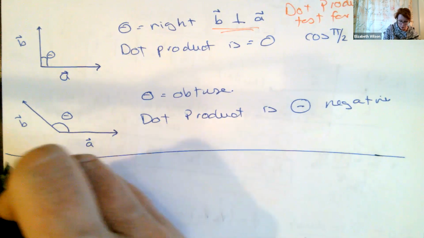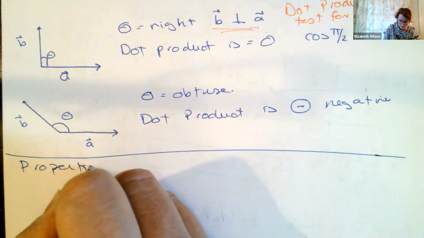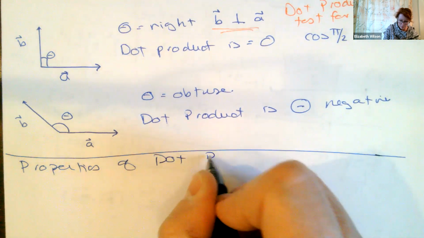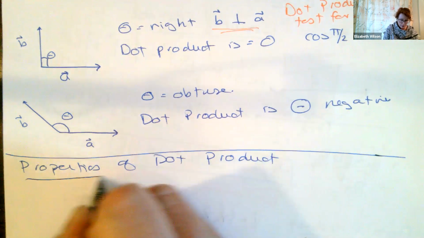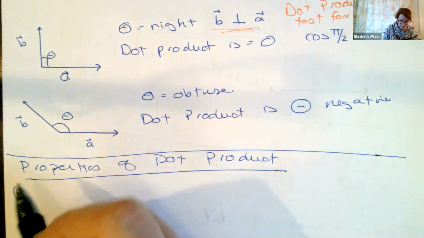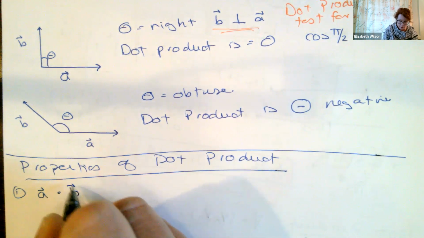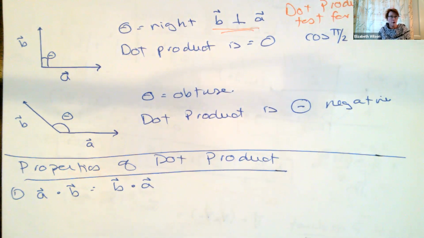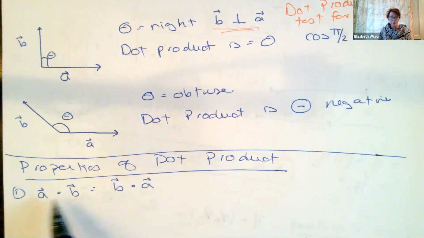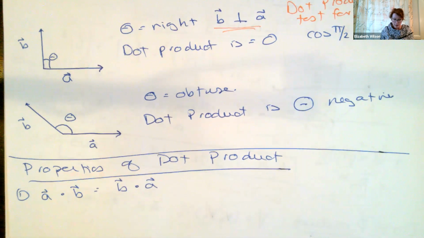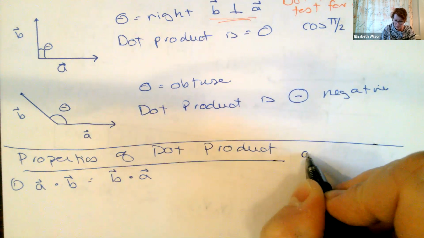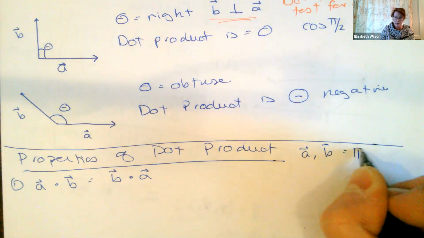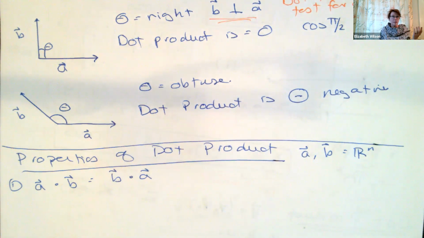All right, so let's write down our properties of the dot product. Our first property is A dot B equals B dot A. This is different than the cross product. With the cross product, order is important, but with the dot product we're just going to add things up, so it doesn't matter what order. A dot B is equal to B dot A, where A and B can be vectors in any dimension. So this math scales up to however many dimensions we want.